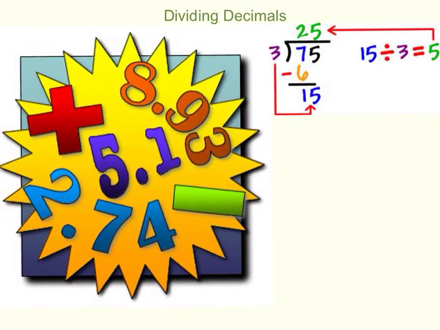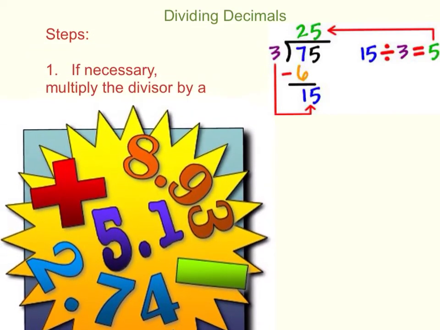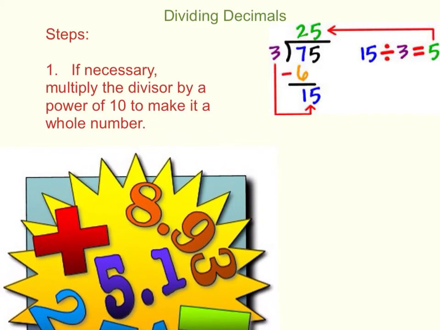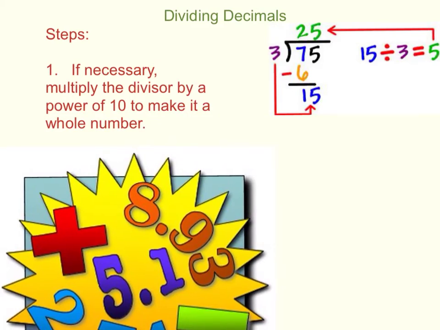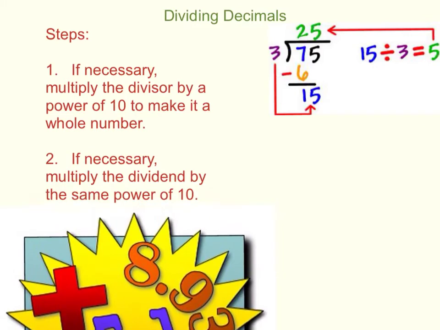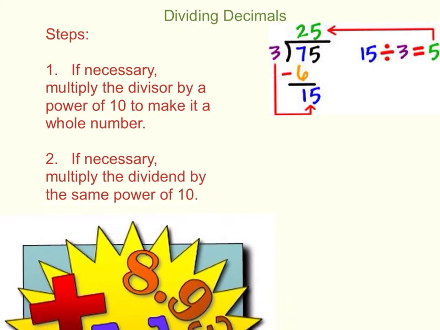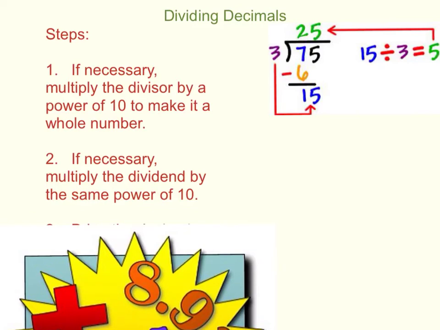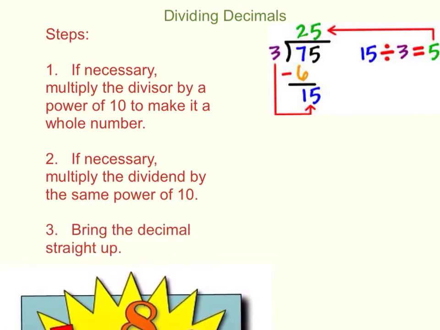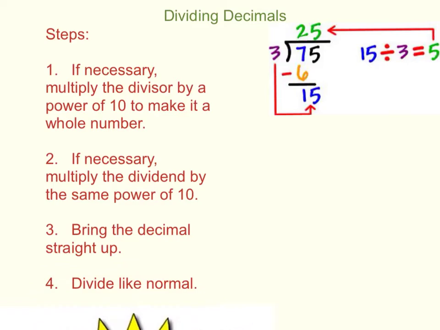Remember, rational numbers are numbers that can be written as a ratio of two numbers. Many rational numbers are decimals, so I'd like to talk about how to divide decimals. The first step is, if necessary, multiply the divisor by a power of 10 to make it a whole number. The second step is, if necessary, multiply the dividend by the same power of 10. The third step is to bring the decimal straight up, and the fourth step is to divide like normal. Please take a moment to pause this video and write down the steps for dividing decimals.